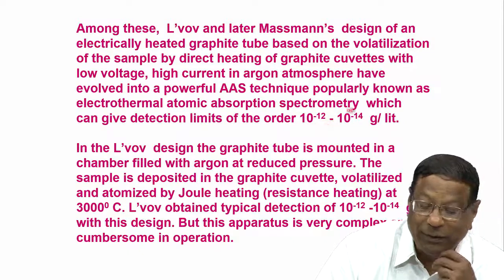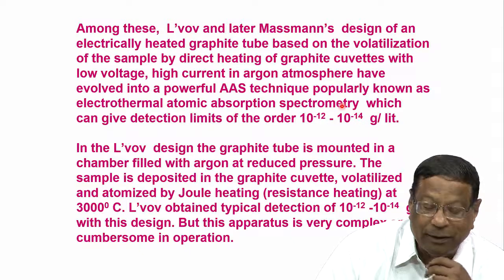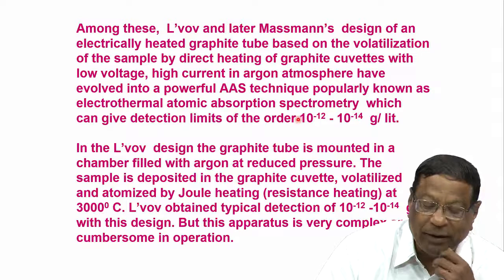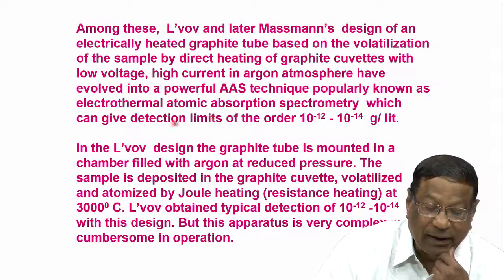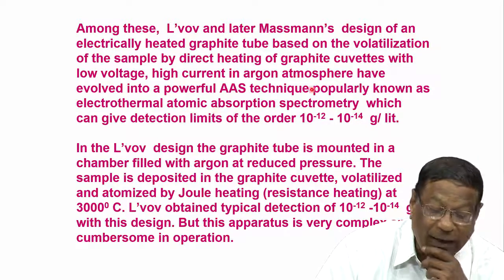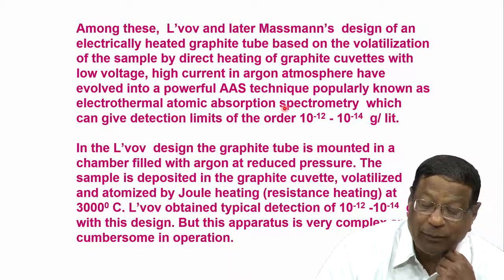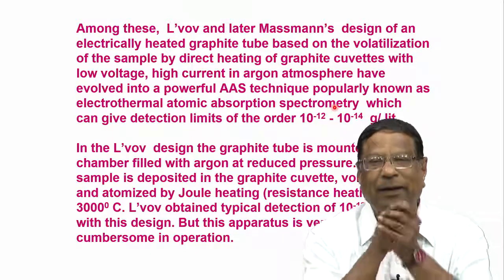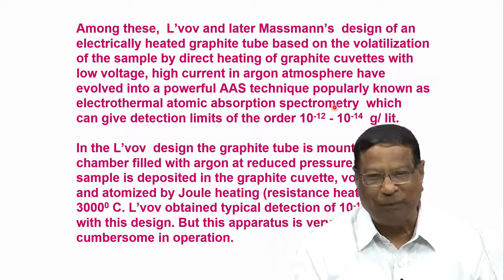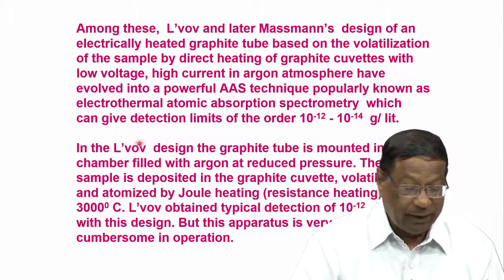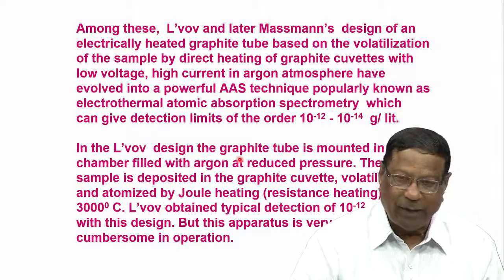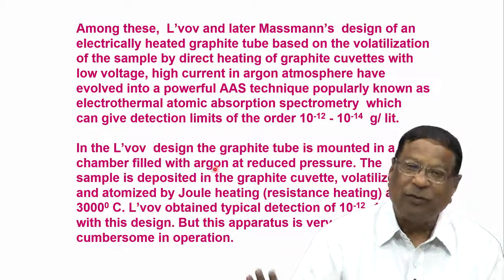Okay. So, the technique has evolved into a very powerful technique, the graphite furnace, and this is known as electrothermal atomic absorption spectrometry. What do they do? They take a graphite tube and heat it electrically, and insert it into the path of the flame. Then you put the sample inside, heat it, and make the atomic absorption measurement as usual.